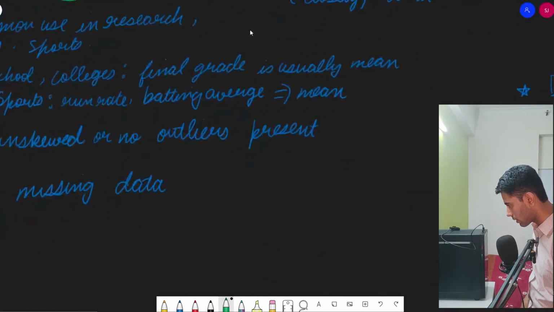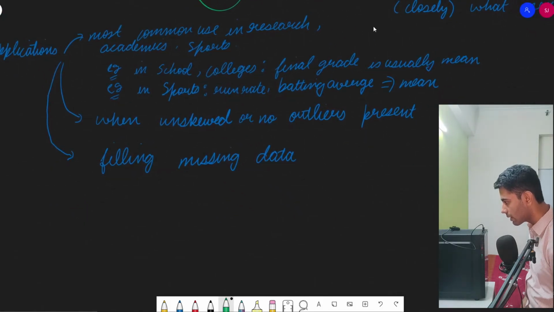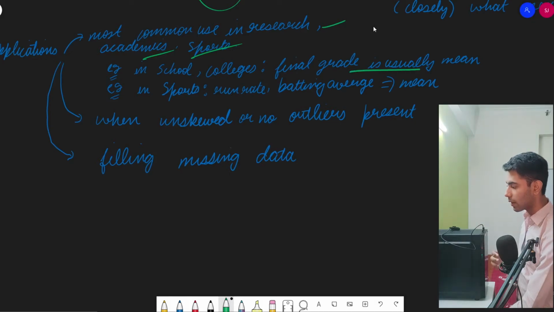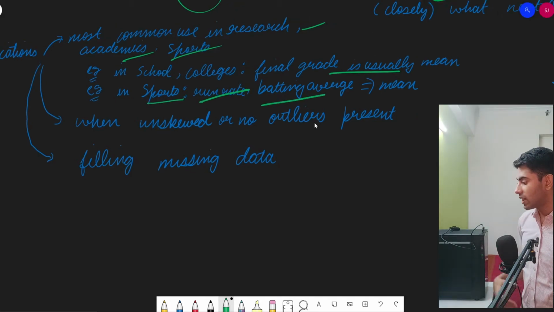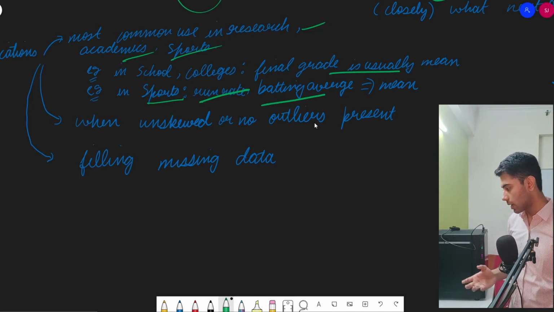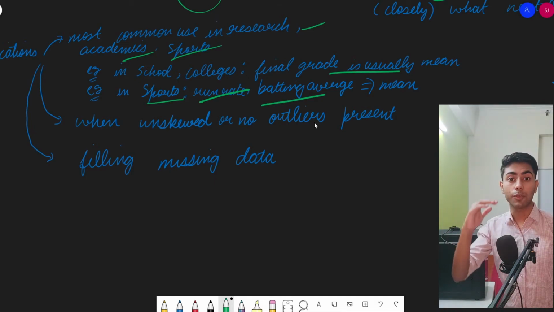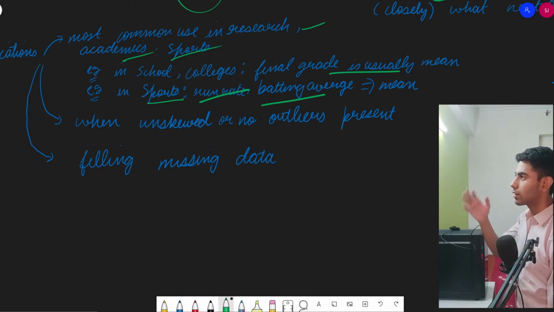Now let us try to understand what are the different applications of mean. So, mean is commonly used in research work, academics, and sports. For example, in schools and colleges, the final grade is often recorded in the form of mean. In sports, your run rate, your batting average, these are also mean. And whenever we have unskewed data, that is data that does not contain an extreme number of points, in those cases also we use mean. Whenever data scientists and other analysts have to fill missing values, those people use mean. So that's why there is a wide variety of applications of mean.